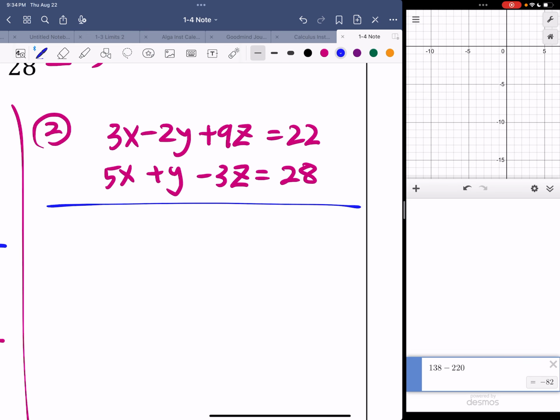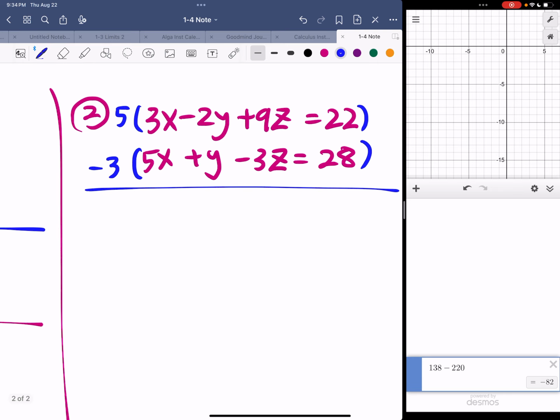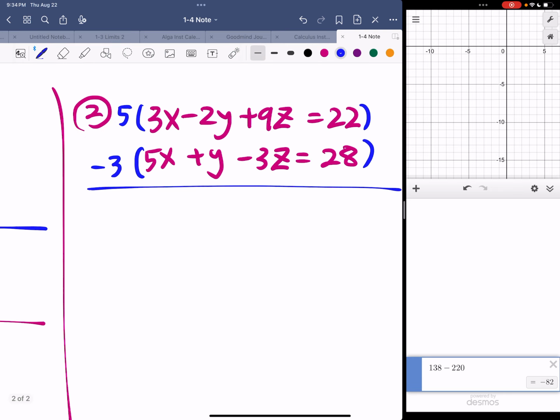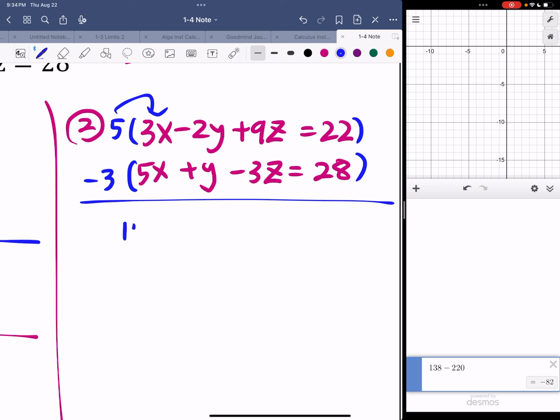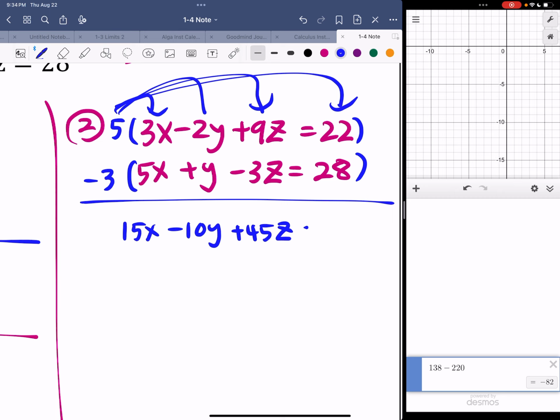Let's try to get rid of x. So I'm gonna put 5 here, I'm gonna put 3 here, and let me put negative in the bottom because I don't have a space here. It's gonna be 15x minus 10y plus 45z. If you don't know where I get it from, I'm just keep multiplying here and here and here, okay? Equals 110.